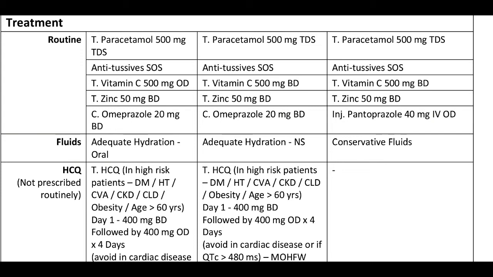Next is tablet vitamin C 500 mg once daily in all the 3 diseases. Tablet zinc 50 mg 2 times a day. Capsule omeprazole 20 mg BD in mild disease, and in moderate also 20 mg BD. And in severe disease, as the patient is severe, if cannot take orally, we give injection pantoprazole 400 mg IV once daily. And fluid: in COVID disease, there is a lot of dehydration.